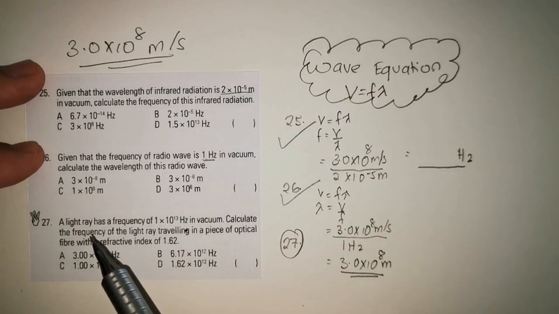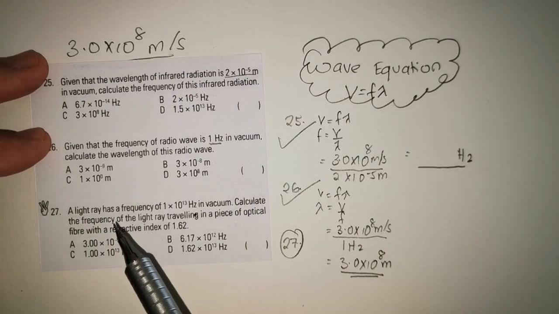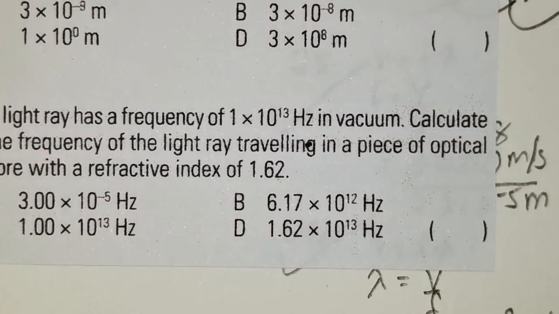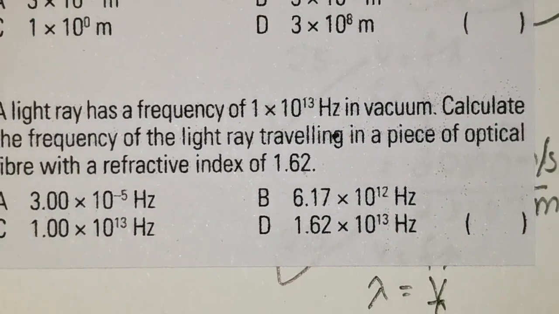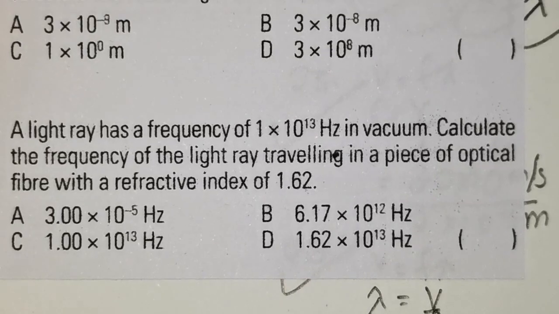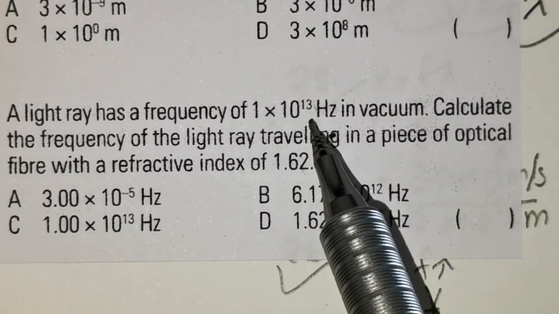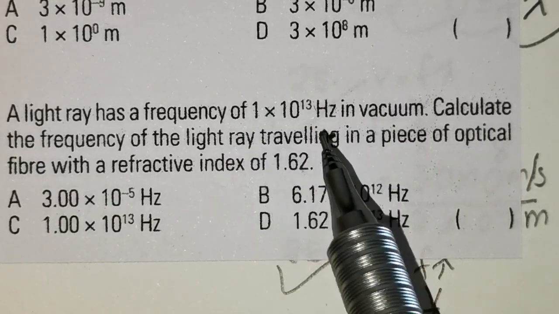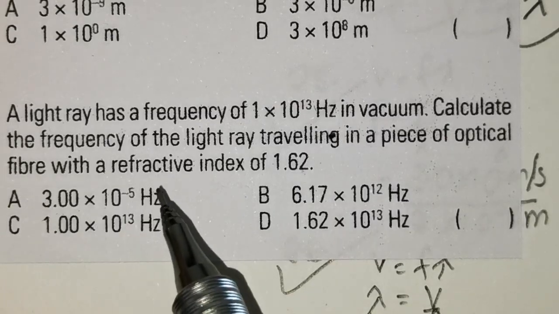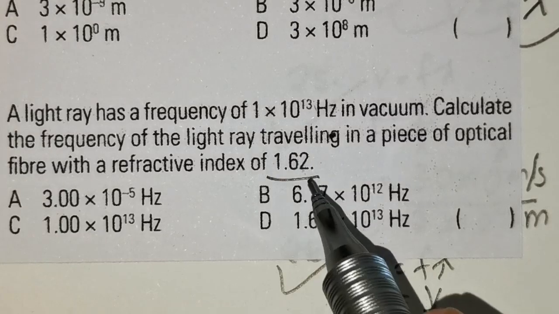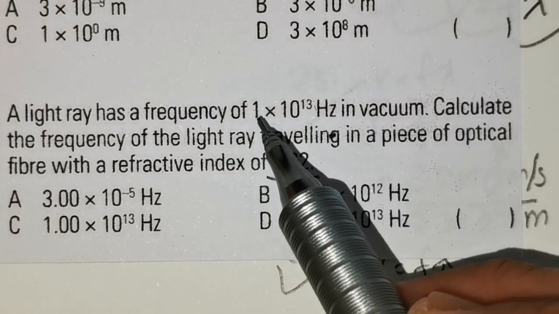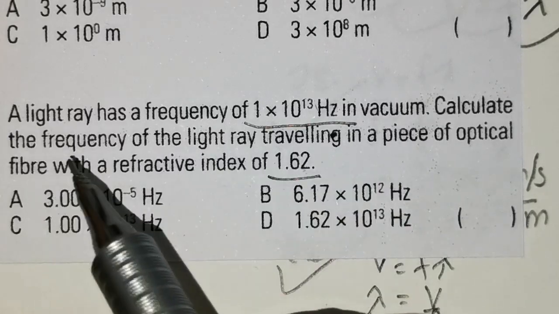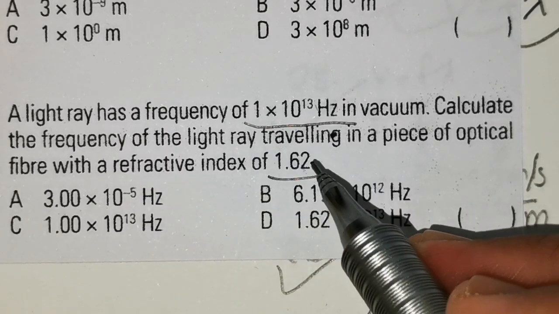So 27, a light ray has a frequency of 1 times 10 to the power 13 hertz in vacuum. Calculate the frequency of the light ray traveling in a piece of optical fiber with the refractive index of 1.62. Okay, the frequency is here, and it's traveling in a piece of optical fiber with a refractive index.